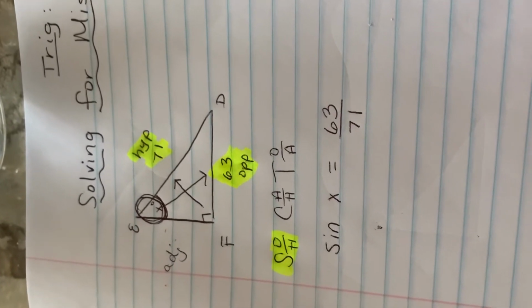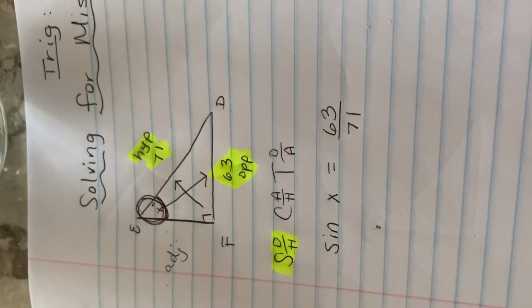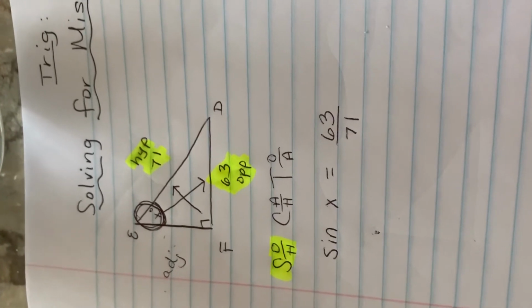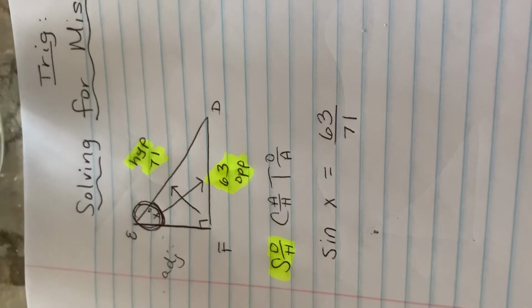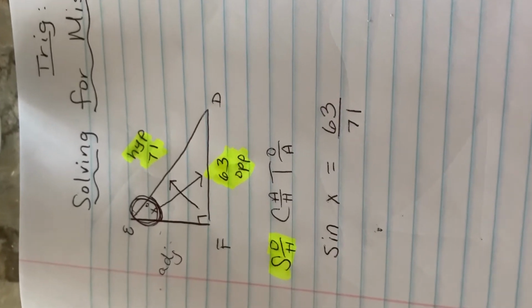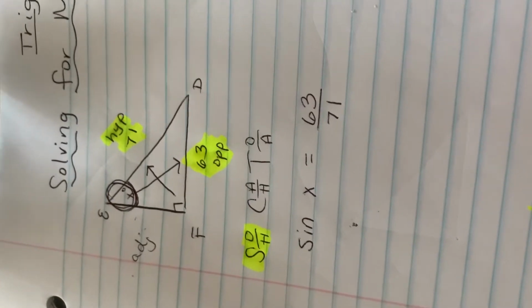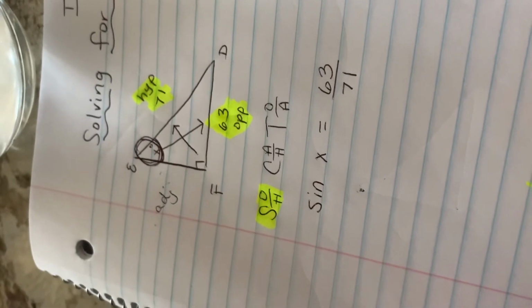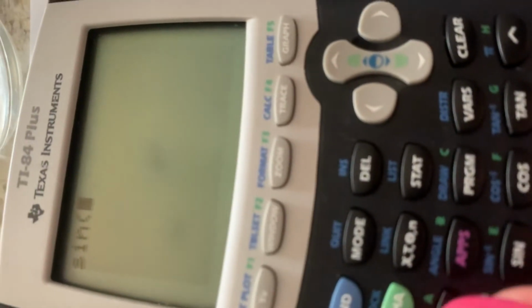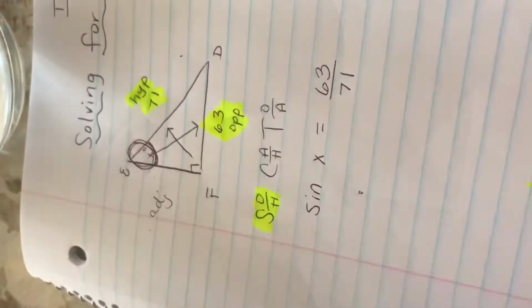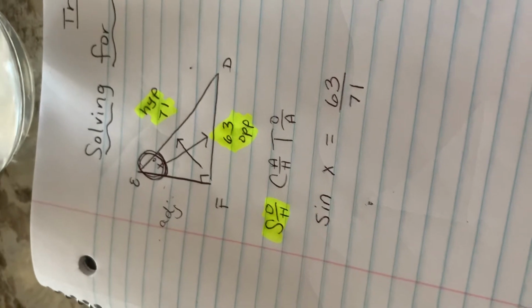Now, in the problems where we were finding a missing side and we knew the angle, we would put the sine X over 1 and cross multiply and solve it. The problem with that is I can't put sine and X into the calculator. Without putting X into the calculator, I can't really do anything with that. So this is what I do instead.